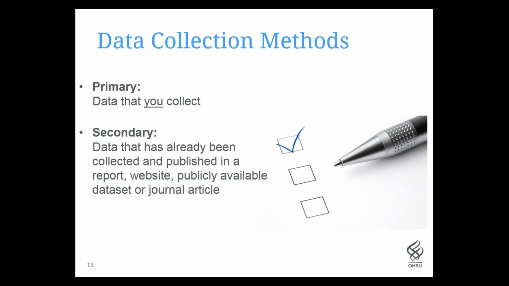So data collection methods: people are frequently very familiar with this idea of primary data and secondary data. Primary data is the data that you collect. So nobody else has collected it, and you're not pulling it from another source. You're going to collect that data yourself. Secondary data is the data that's already been collected. It's already been aggregated and annotated, and it's published. It's either on a website, or it's publicly available, or it can be pulled from a journal.